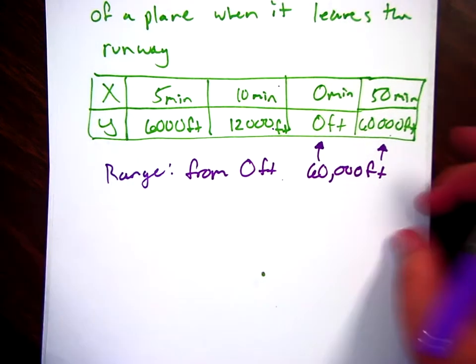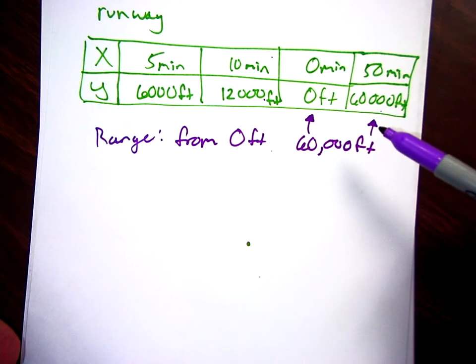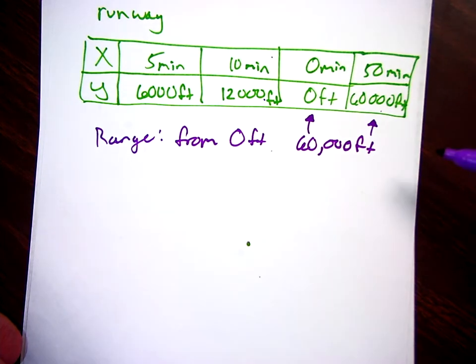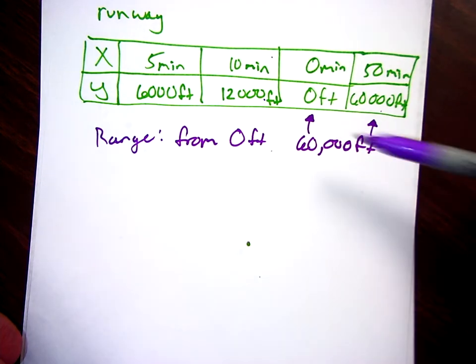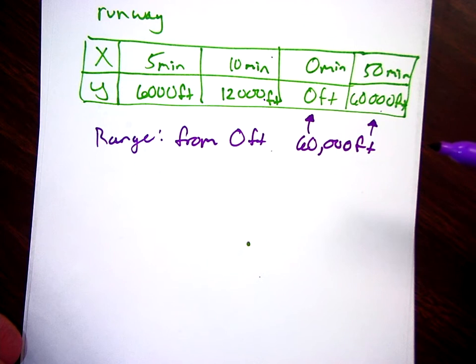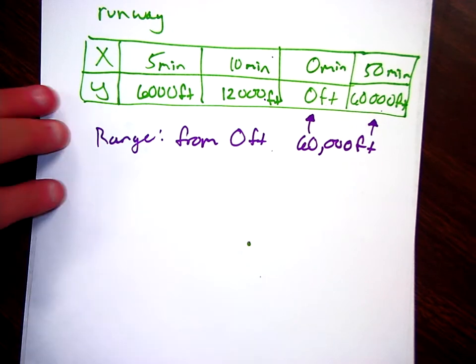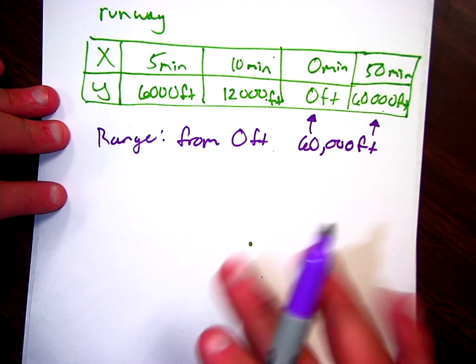Now here's where the next piece comes in. If this plane just goes from here to here, then we have a discrete function. But do you think the plane's going to jump instantaneously from 0 to 6,000 or 6,000 to 12,000? It's not actually going to make that jump. It's going to travel through the space: 6,001 feet, 6,002 feet, 6,003 feet. It's probably going to travel through each one of those altitudes, no matter what time it is.